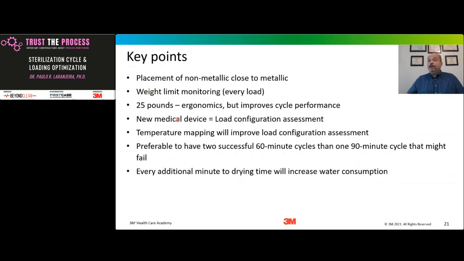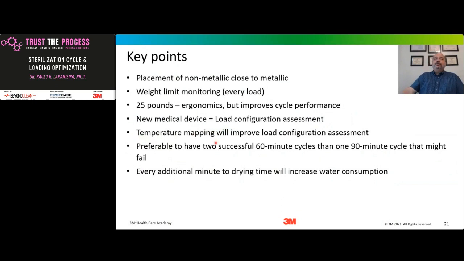When you add a new medical device, do a new assessment of your loading configuration to make sure that new medical device will be processed correctly and will not cause wet packs, and that it also reaches the sterilized condition that you need.